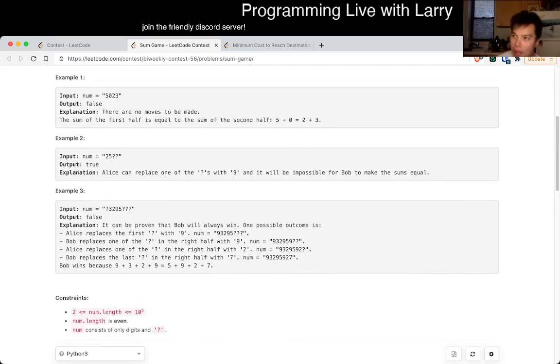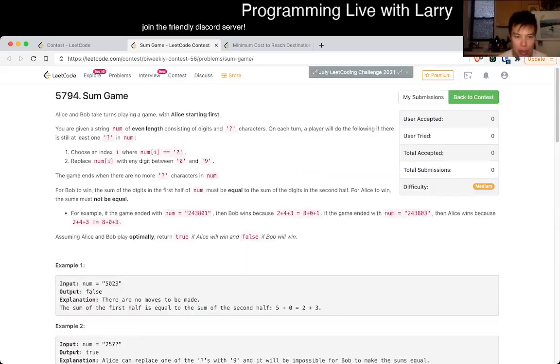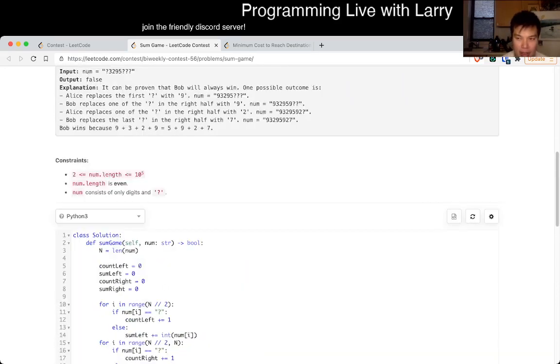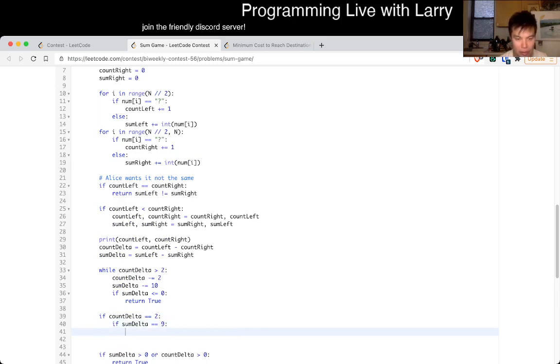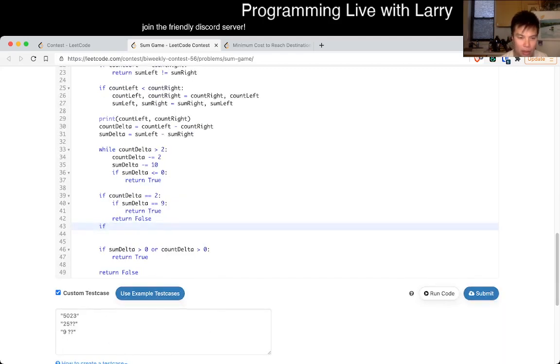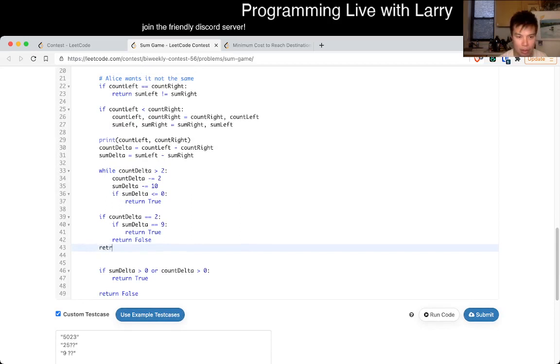Basically, if there are 2 numbers left, I can choose any number. They could choose 0. Okay, so if it's 9, we are good. Is it only if it's 9? Because if it's 8, then we choose 9 and we're over. I think that's the problem. If it's 10, we can choose 0 and it's over. So it's only if it's 9, huh? If sum delta is equal to 9, return true, otherwise return false. If there's one number left, we're done. So if there's only one number left, we can always choose a number. So okay, we return true here as well.